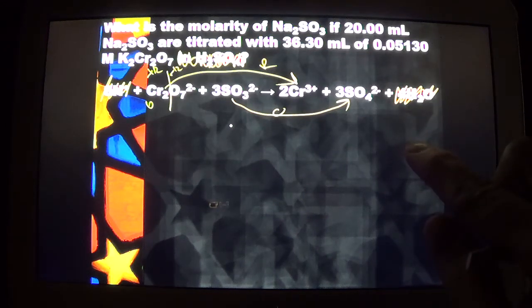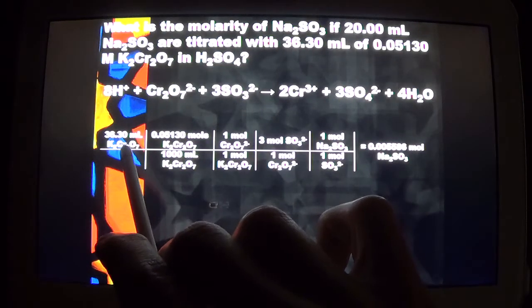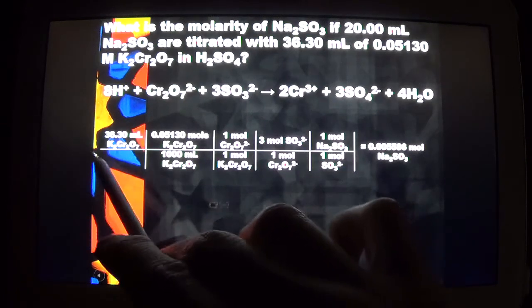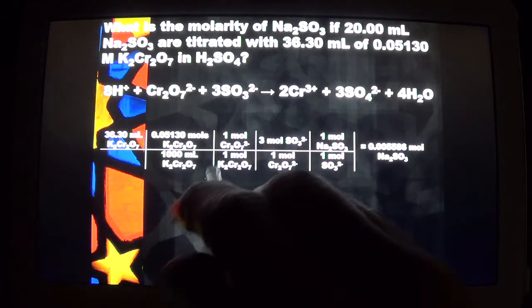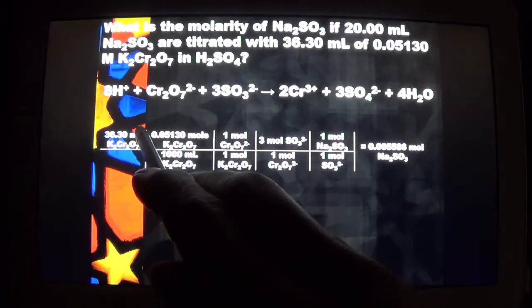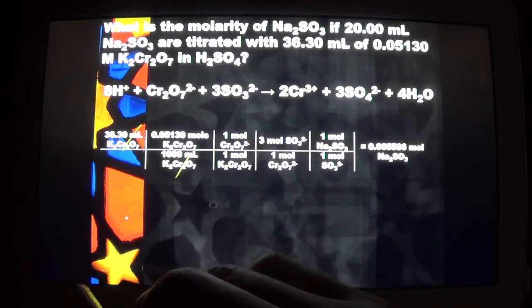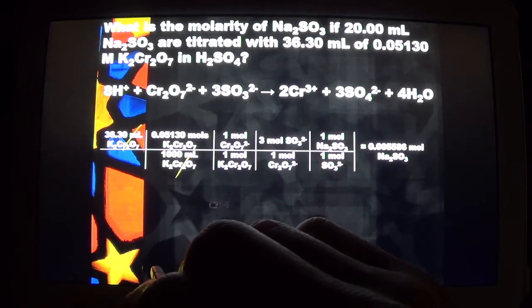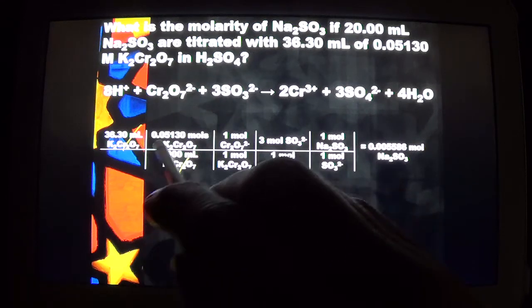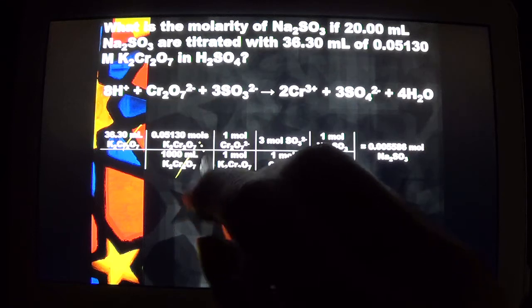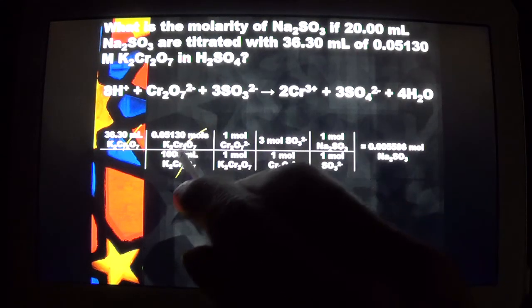So I'm going to start with that which I have complete information for. I have complete information for potassium dichromate, so I'm going to start with that. So here's my volume of potassium dichromate, and here's my molarity written as moles per 1,000 milliliters, and milliliters cancel. And the great thing about this video is if I talk too fast, you can pause and continue copying down. And here's my moles of potassium dichromate. And I want to do this. You want to do this step.